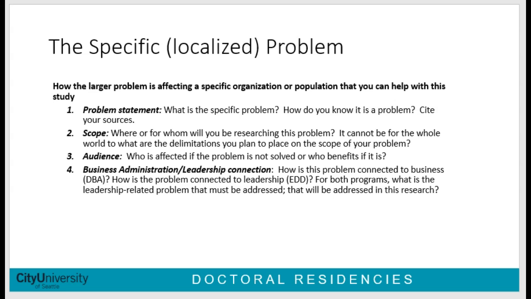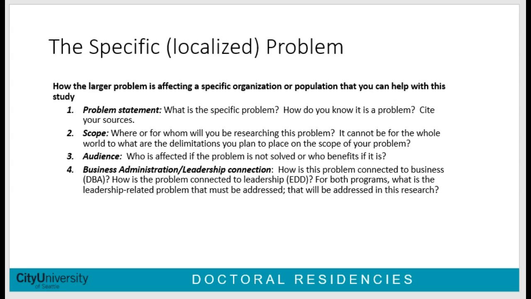What's the specific problem? How do you know it's a problem? And you don't want to just say, I know it's a problem because I see it. How is it showing that it's a problem? If you have sources, you want to cite those. Scope, who will you be researching? You can't go to the whole world, so how are you going to get to this group? Who's affected by the problem? Who benefits if it's solved?